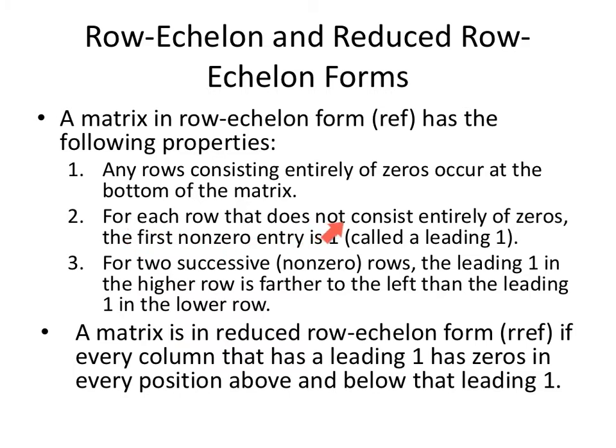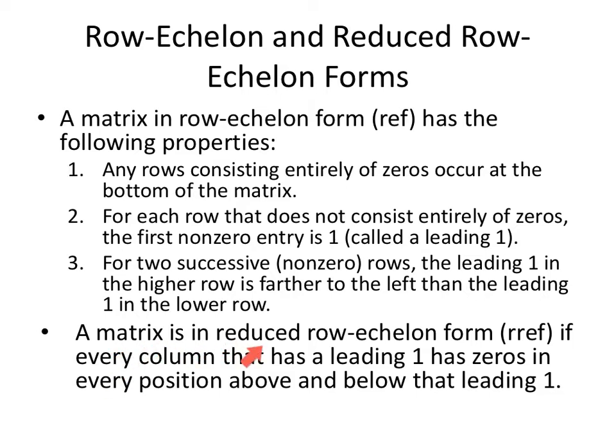For each row that does not consist entirely of zeros, the first non-zero entry has to be a 1, and we'll call that a leading 1, and a lot of times in here, instead of leading 1, I will put quotes around the 1, we'll make it a 1. And for 2 successive non-zero rows, the leading 1 in the higher row is farther to the left than the leading 1 in the lower row. So that's row-echelon form, and it's a stair-step type of pattern that I talked about in systems of equations. I believe it was section 7.3 from this lecture series.